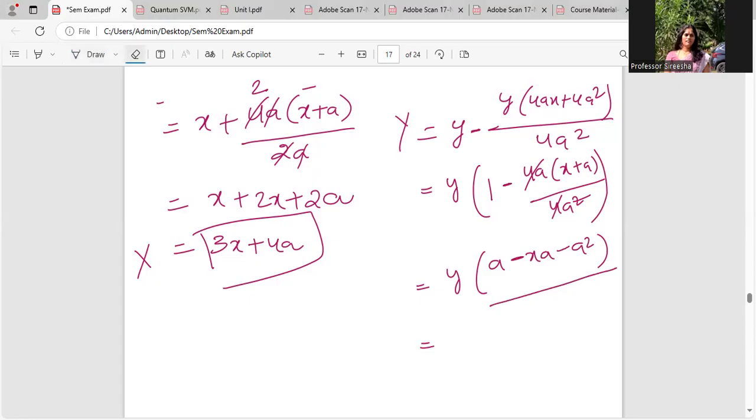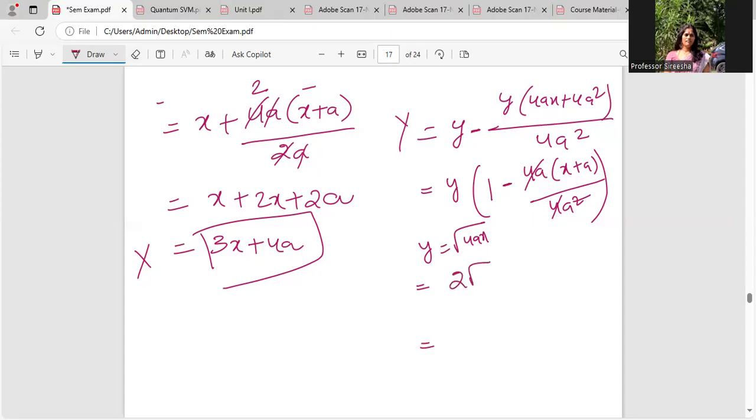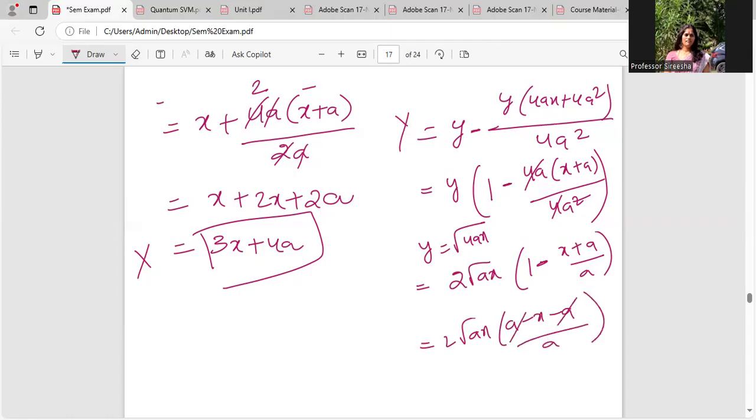Otherwise also, just see here, I can just substitute the value of y here and then proceed with things. What's the value of y? It's nothing but root 4ax, right? I'll be substituting that value here. So I'll be having root 4 would be 2 root ax into 1 minus x plus a by a, right? 2 root ax, a minus x minus a by a, plus a and minus a goes off.